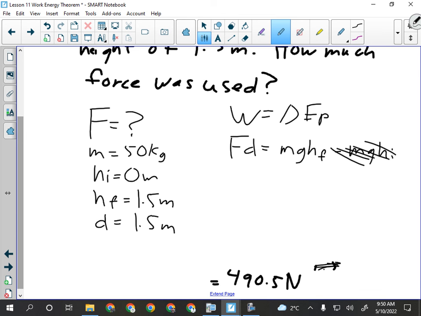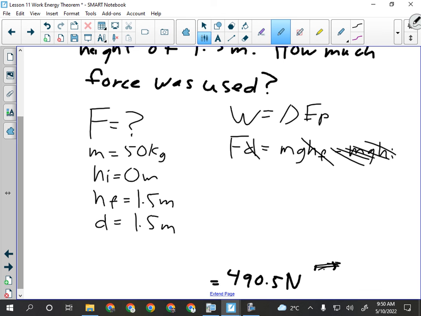So this is my formula. I'm just trying to find force. Now, what do I have to do with D? Divide it over to the other side. Are D and HF the same number? Yes. Then they cancel. You don't have to cancel them. You can put them into your calculator, and it'll cancel them for you. But they're the same number.